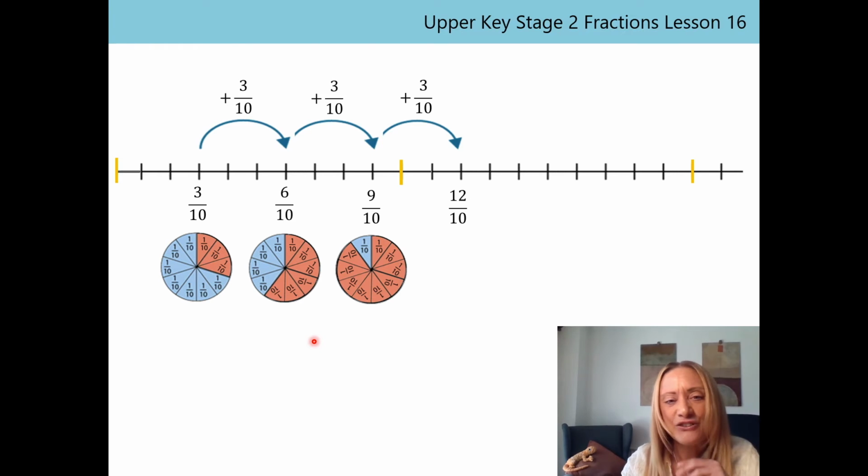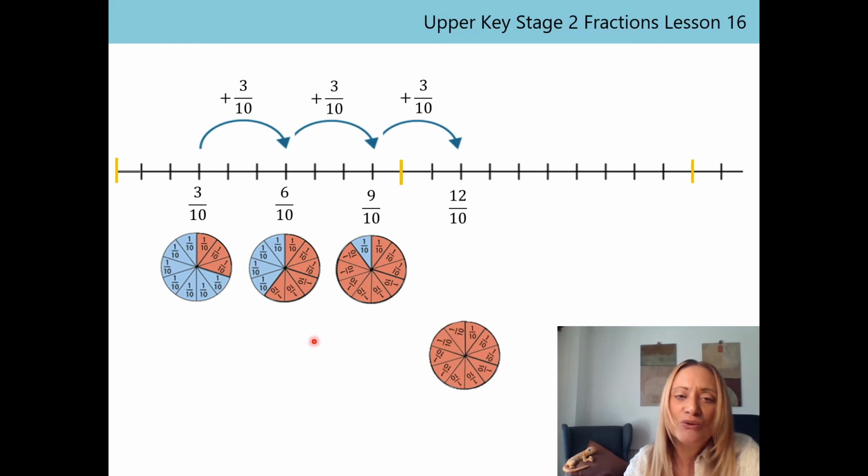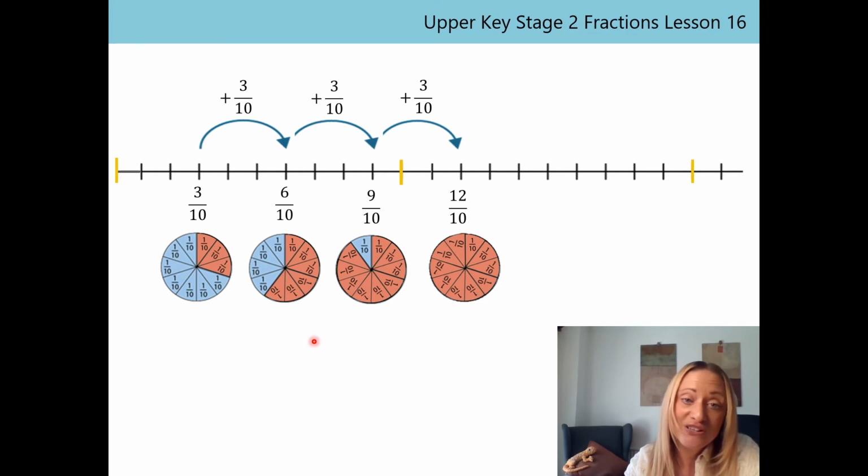Fantastic. And so what do we call that? How did we express that? We said it was an improper fraction because the numerator is greater than the denominator. So the whole has been divided into 10 equal parts, which is represented by the denominator, but we have 12 of those parts. So we need 2 more parts.